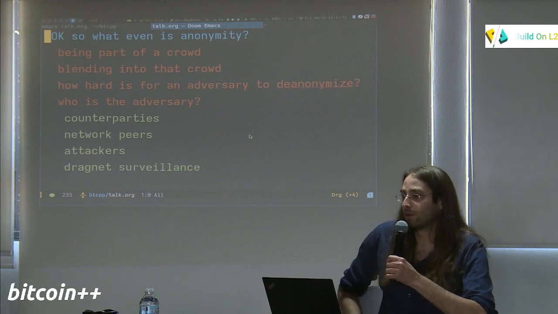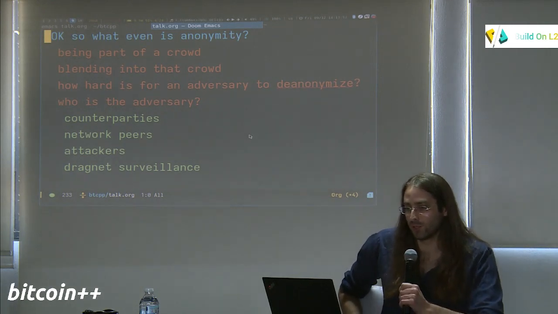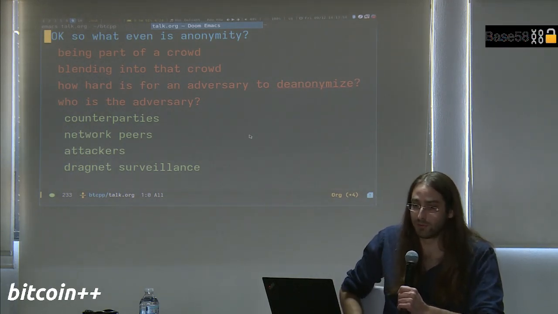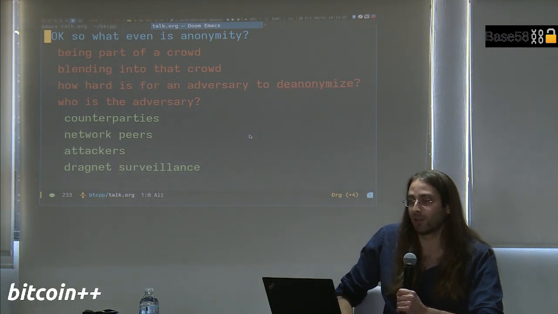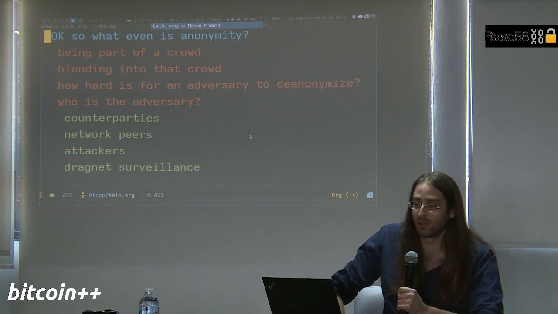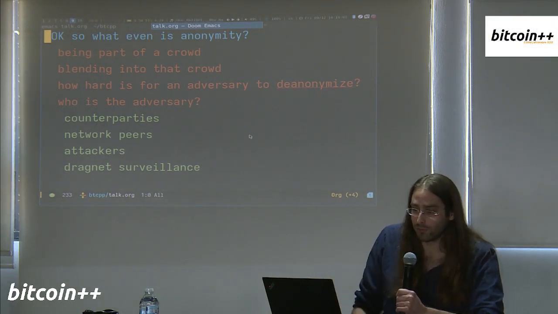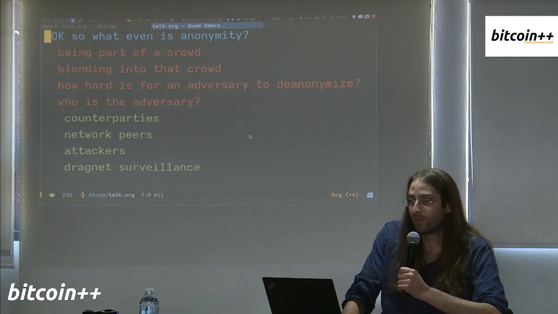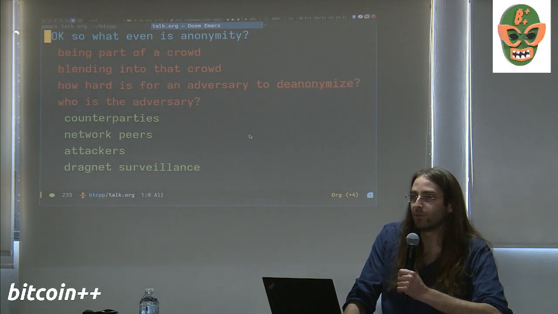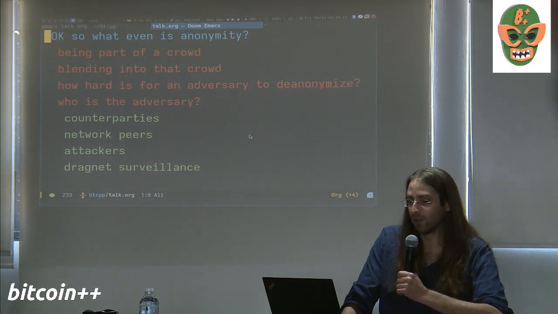So there are for-profit entities which make a business of trying to draw inferences about the data that's on the blockchain, the data that's spread on the peer-to-peer network, and for various purposes, they sell it, typically compliance. All of these situations kind of remove choice and agency from the individual users.